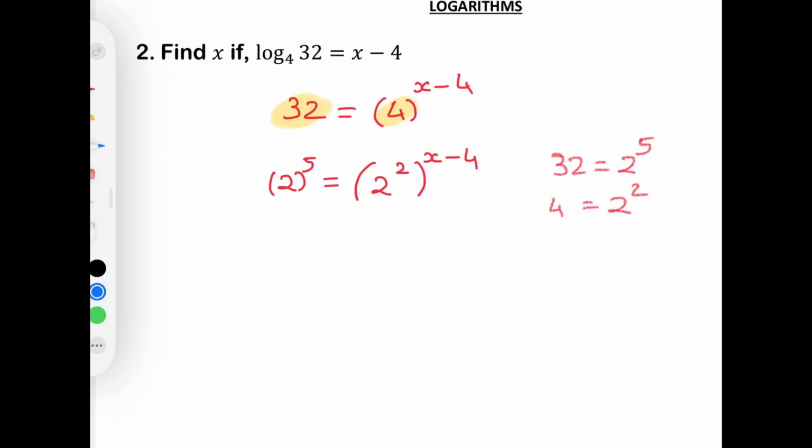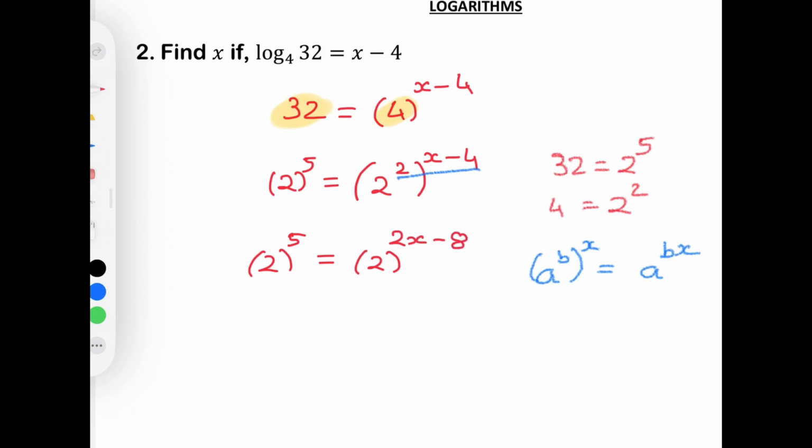We have a law of indices, where if you have a power raised to another power, then both the powers get multiplied. So applying that property over here, we get 2 raised to 5 as it is, and on the right hand side 2 raised to 2x minus 8, 2 getting multiplied with x and 4 both.